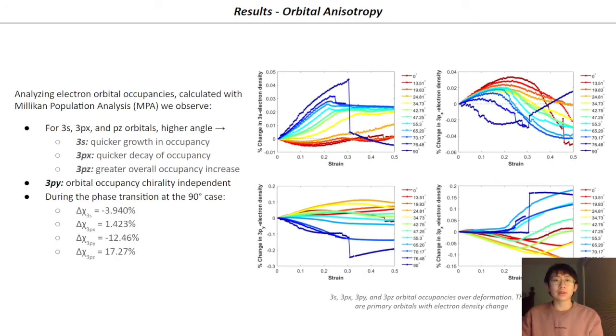Analyzing orbital occupancies, we see that higher angle results in quicker 3s orbital occupancy, quicker 3px orbital removal, and greater overall 3pz occupancy increase. Notice the drastic changes in orbital occupancies during the phase transitions as well.